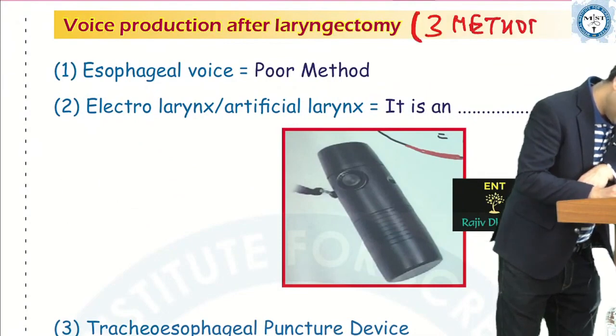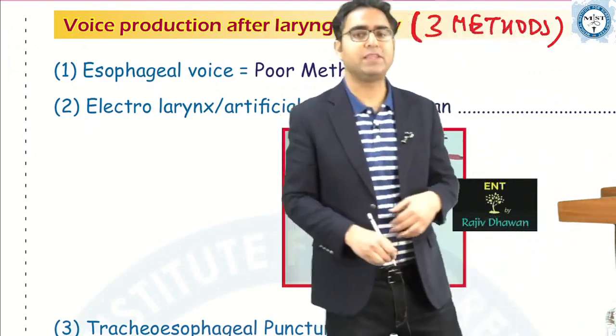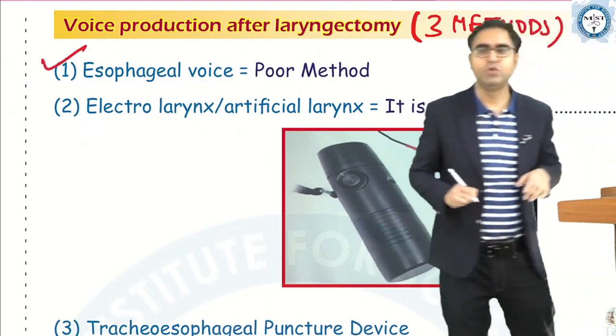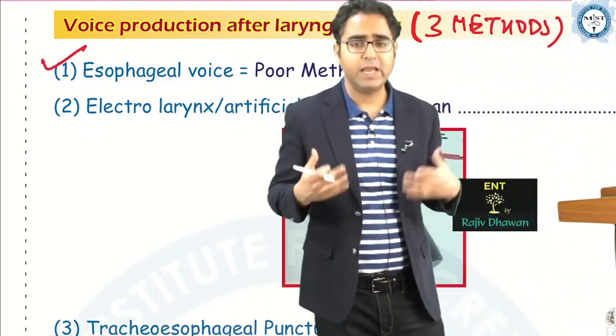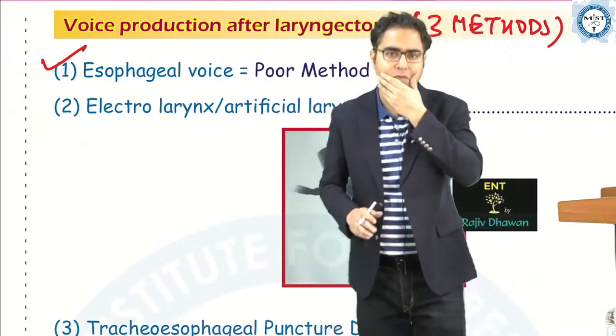There are 3 methods. Number 1, esophageal voice, is a poor method. The basic method is you can train the person to speak using the esophagus with speech therapy training, but it's a very bad method, beta. Poor method. It's impractical, it's useless, only namesake.